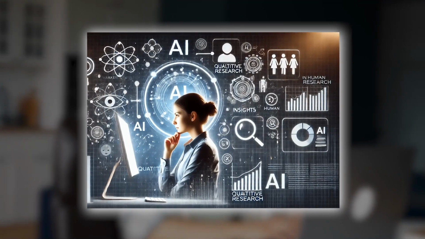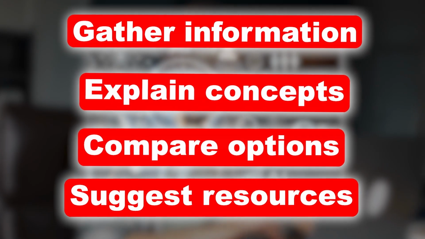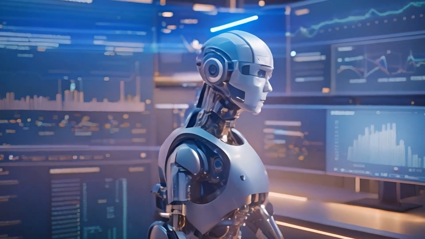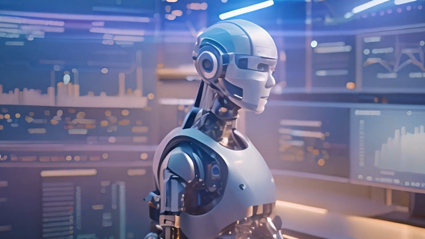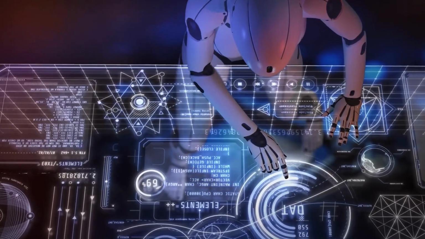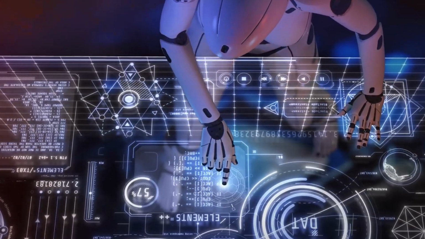Another area where beginners can automate work is research. AI can gather information, explain concepts, compare options, and even suggest resources. Instead of opening dozens of tabs and manually compiling information, you can ask AI to do the heavy lifting. While you should always double-check important facts, this kind of research automation saves massive amounts of time.